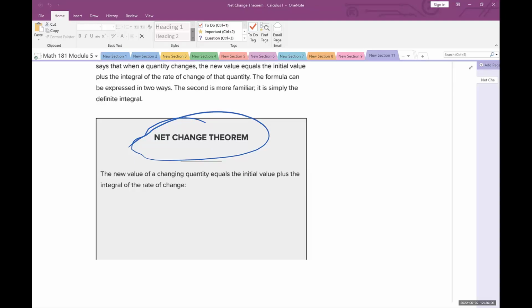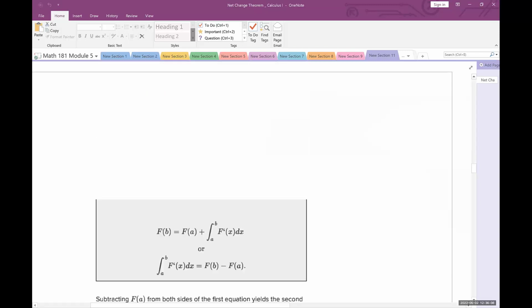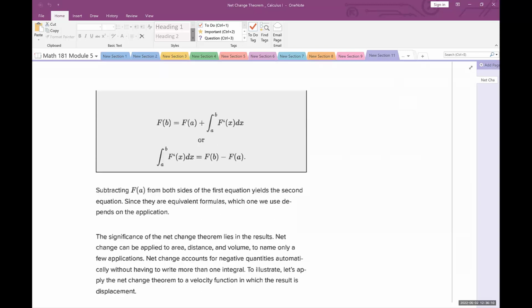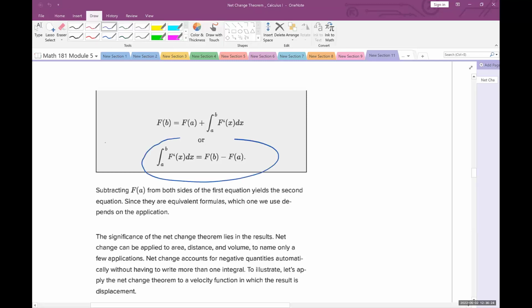So our net change theorem says F of b, that's capital F, meaning the antiderivative, of b equals F of a plus the integral from a to b of f prime of x dx. Or, and I feel like a lot of this is now kind of common knowledge, the integral from a to b of f prime of x dx is F of b minus F of a.